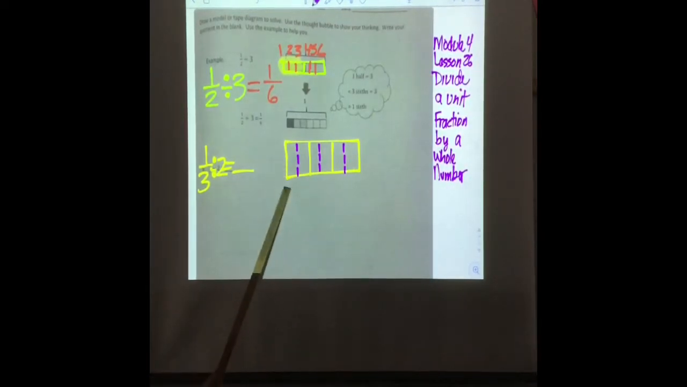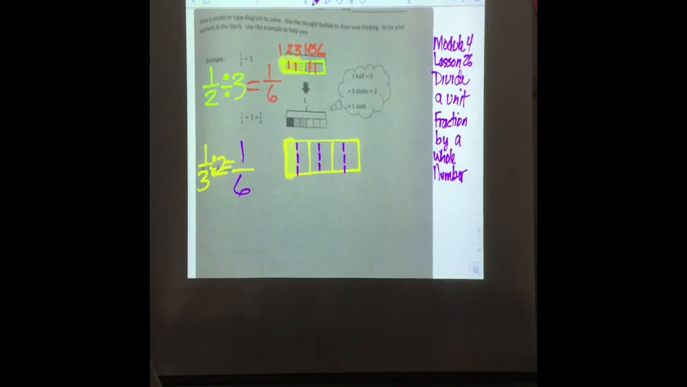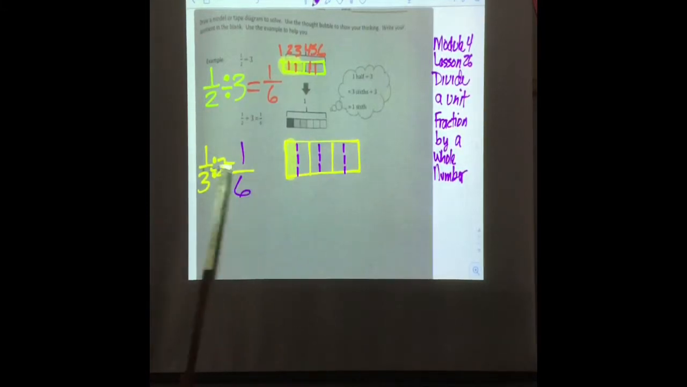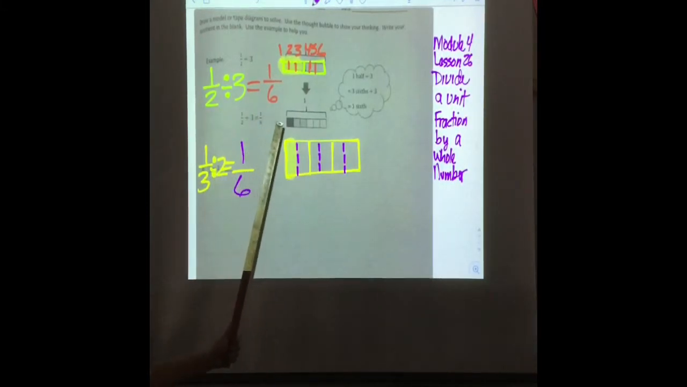Now, how much is one of these? What's the value of this one right here? Well, we have 1, 2, 3, 4, 5, 6. So our bottom number is going to be 6, right? And how many do we have? 1. 1/6. Now let's see, using our algorithm, if we've done it correctly. So we have 1/3 divided by 2 equals.